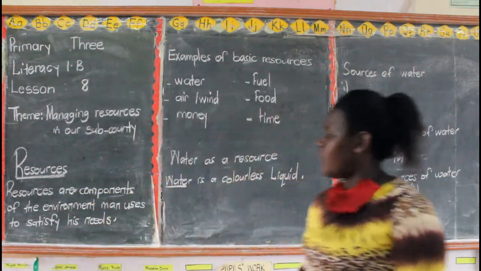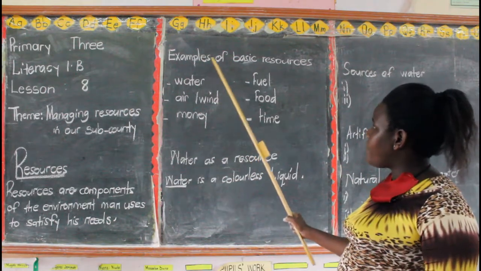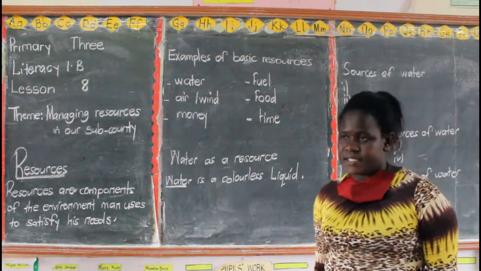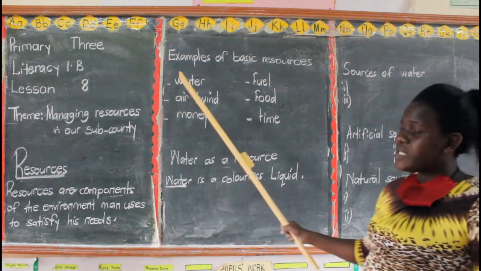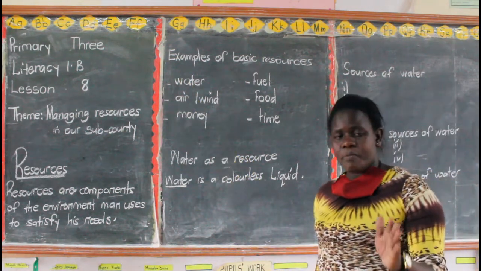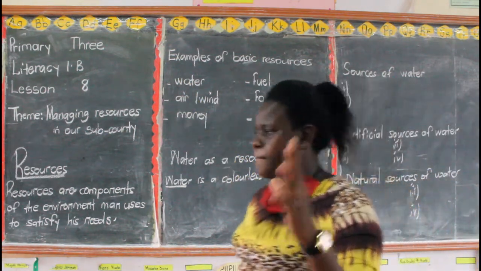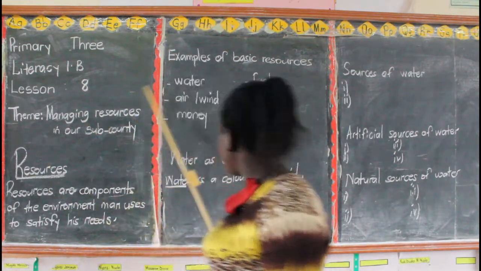We have what we call basic resources. Examples of basic resources. One is water. When they tell you to mention at least 4 basic resources, talk of water.